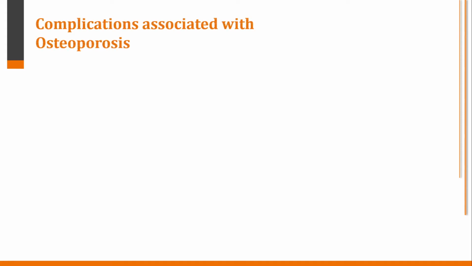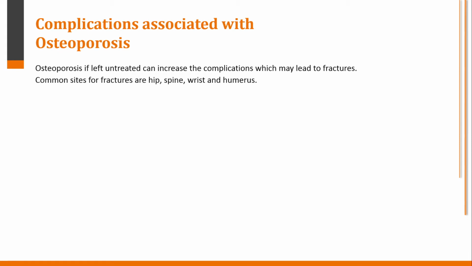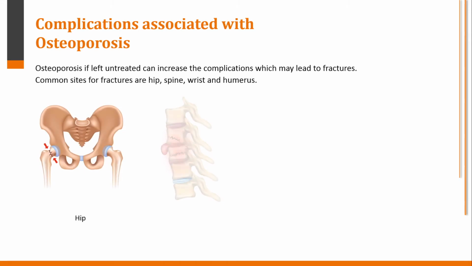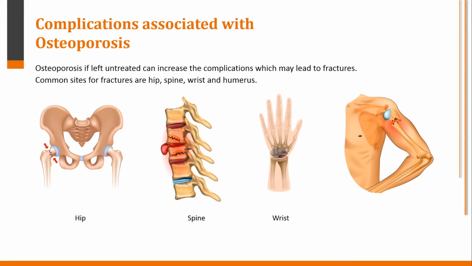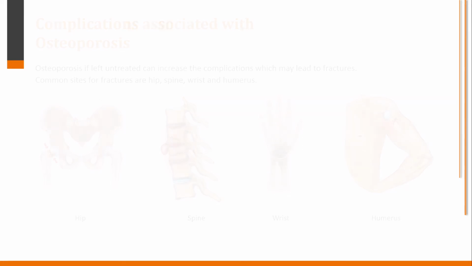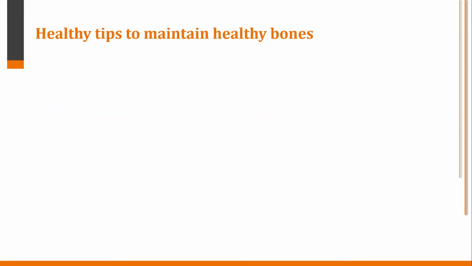Complications associated with osteoporosis. Osteoporosis, if left untreated, can increase the complications which may lead to fractures. Common sites for fractures: hip, spine, wrist, humerus. Healthy tips to maintain healthy bones.